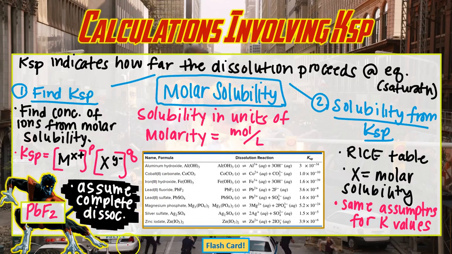So that assumption of complete dissociation is very important because guess what? It's because of this assumption that all of our calculations involving Ksp can only be approximate values. And so naturally folks might say, well, why?